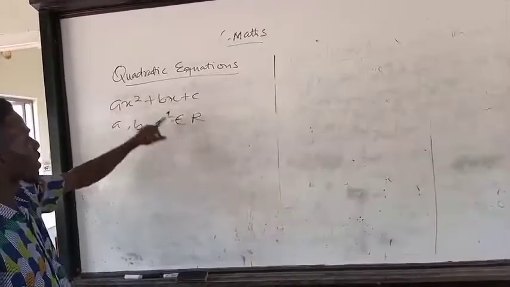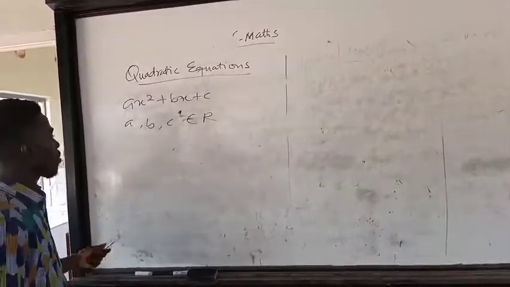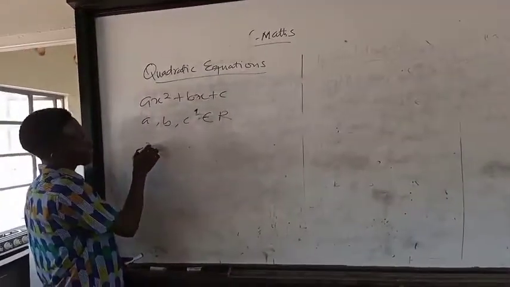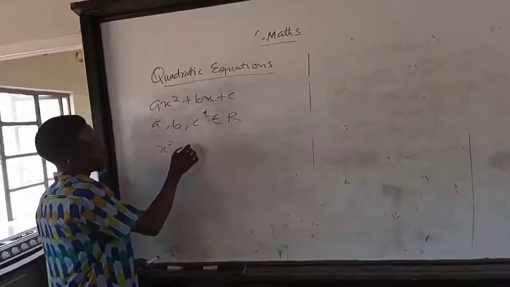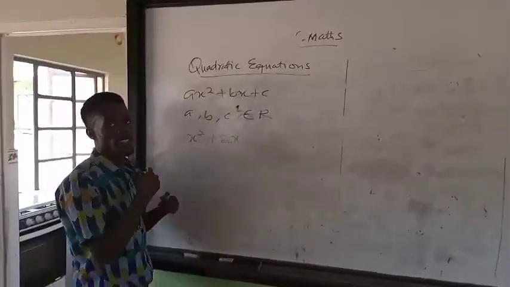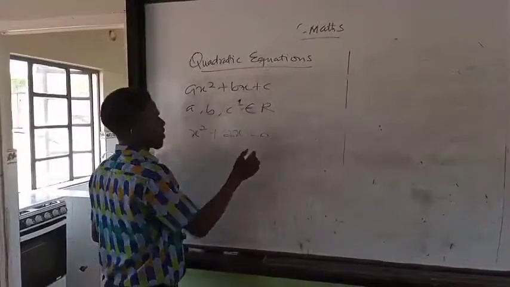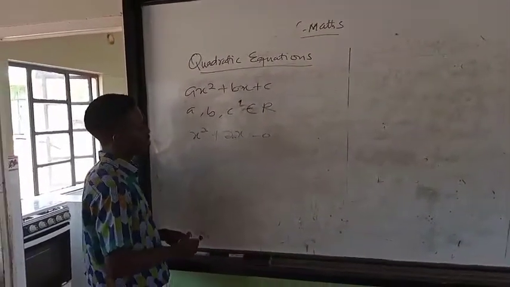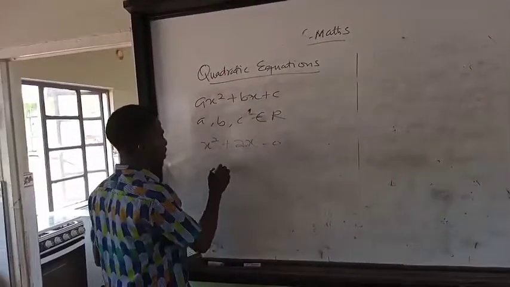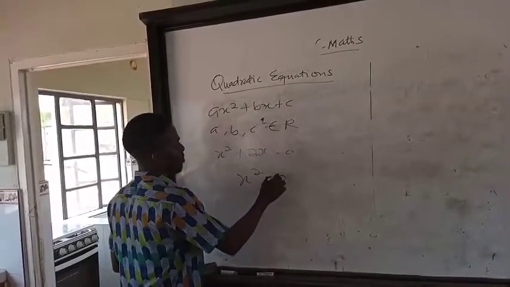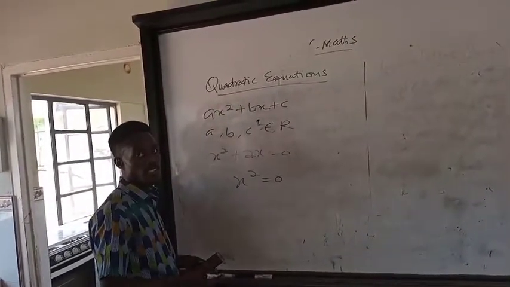So when you see an equation like this, it's a quadratic equation. When you see an equation, let's say x squared plus 2x is equal to 0, this is a quadratic equation. When you see x squared is equal to 0, it's also a quadratic equation.